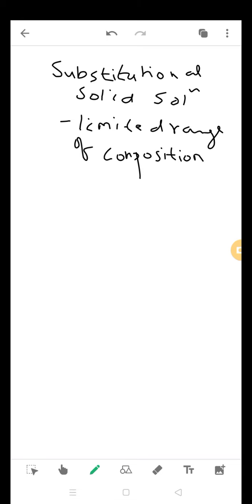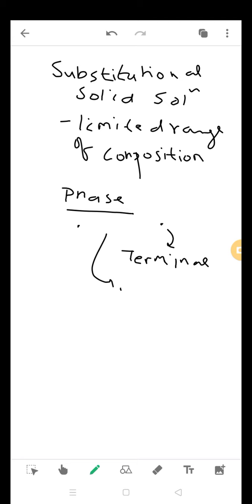Now, a solid solution at the end of a binary phase diagram. If we consider a phase diagram of A and B, one at the end of a phase diagram is called a terminal solid solution, while the one in the middle is called an intermediate solid solution.